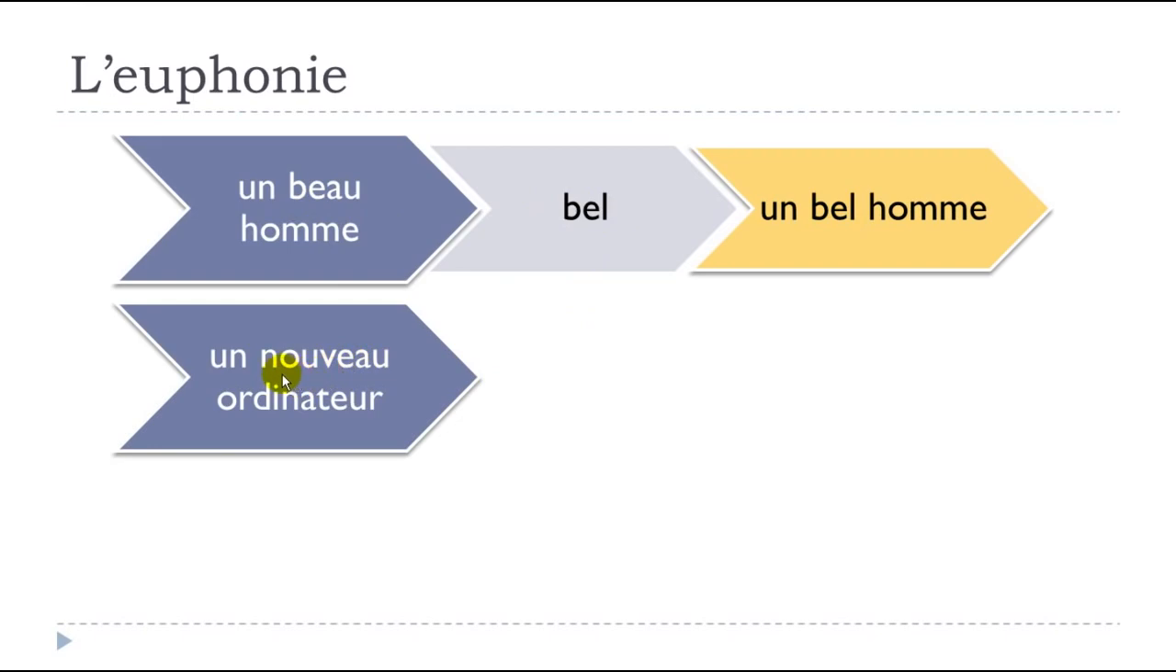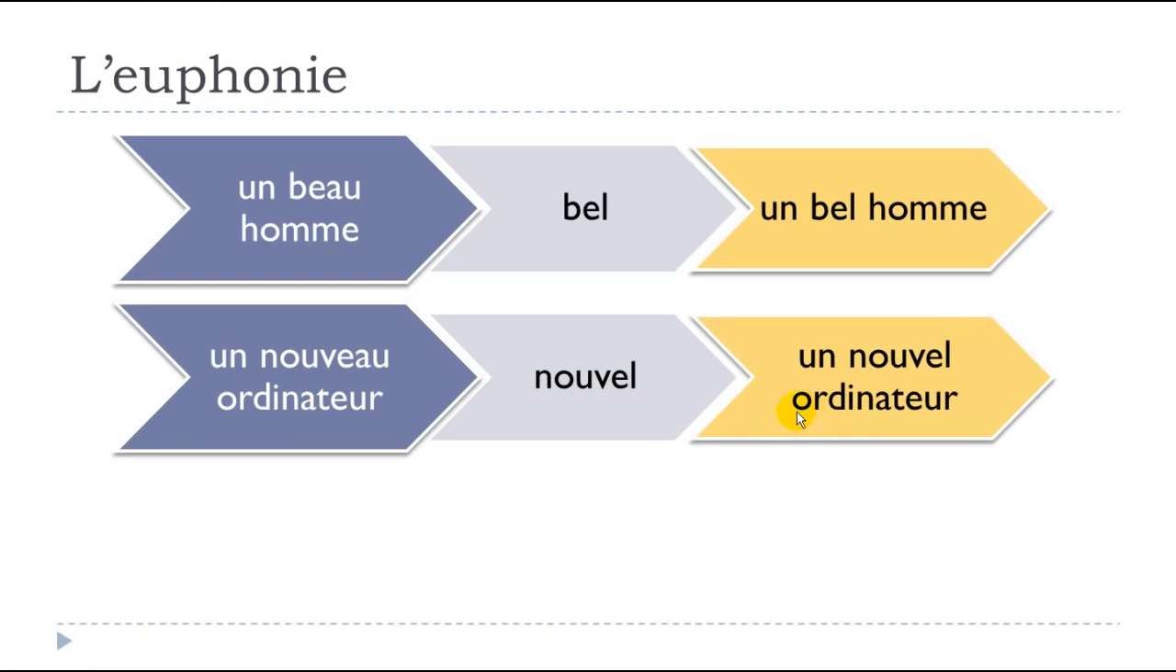The second adjective that will be modified is nouveau. Un nouveau ordinateur, so you will have to modify nouveau and you will get the second masculine form of nouveau, and it's nouvel, which you will use for all the words that start with the sound of a vowel. Un nouvel ordinateur.